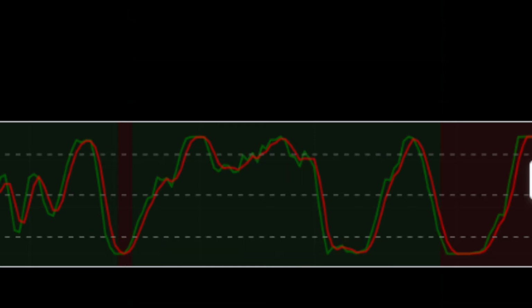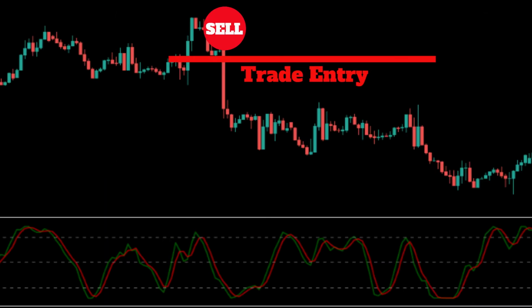Find when two lines intersect. One of the ways traders use the stochastic oscillator is to buy when two lines cross at the bottom of the oversold level. Follow the rise until two lines cross the overbought level. A sell signal occurs when two lines cross the overbought level. The signal will appear when the same happens in reverse.